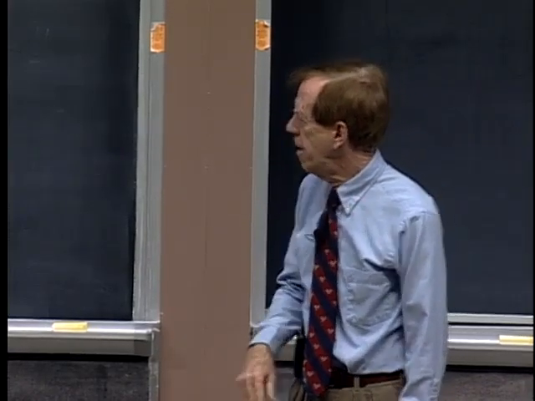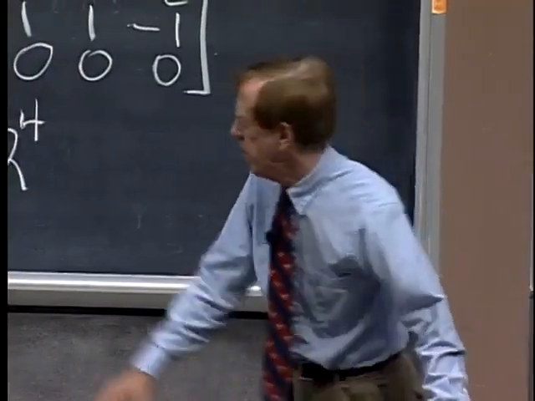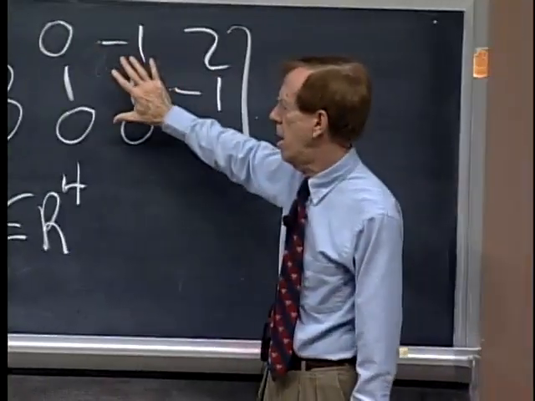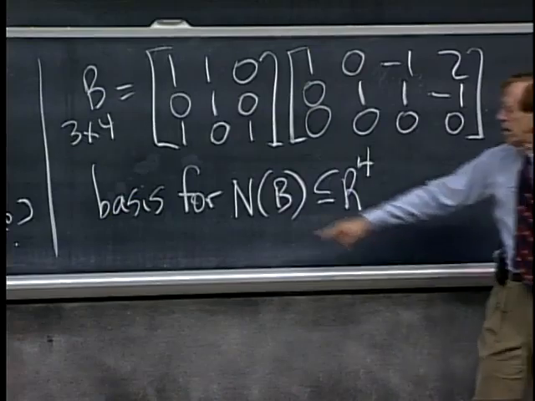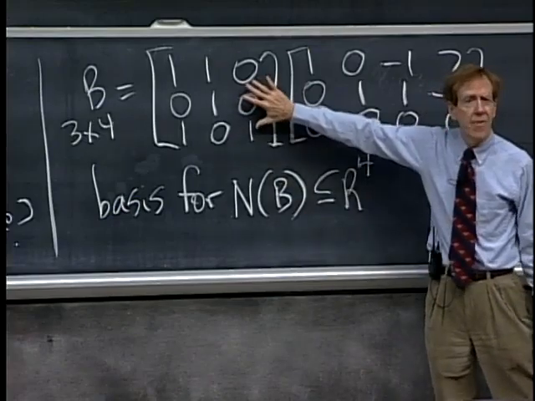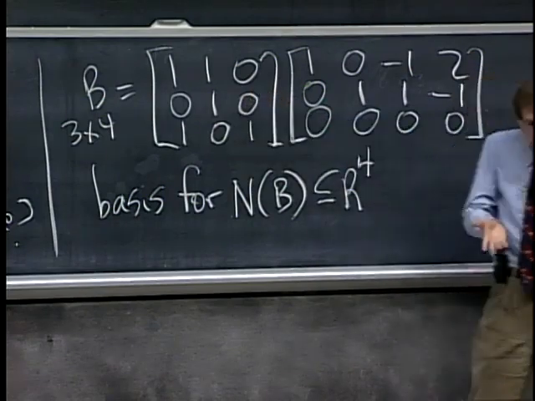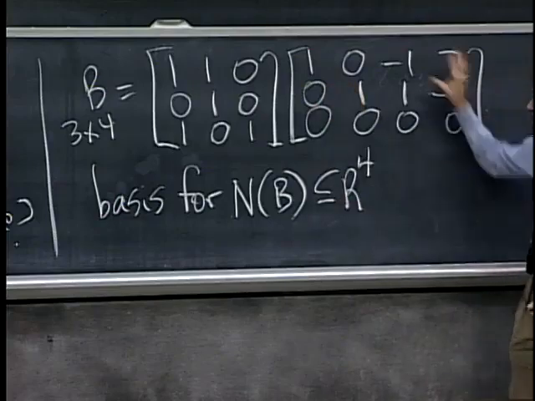Okay, what's the setup? If I have an invertible square matrix times this second factor, and I'm looking for the null space, does this have any effect? So what I'm asking is, is the null space of B the same as the null space of just this part?